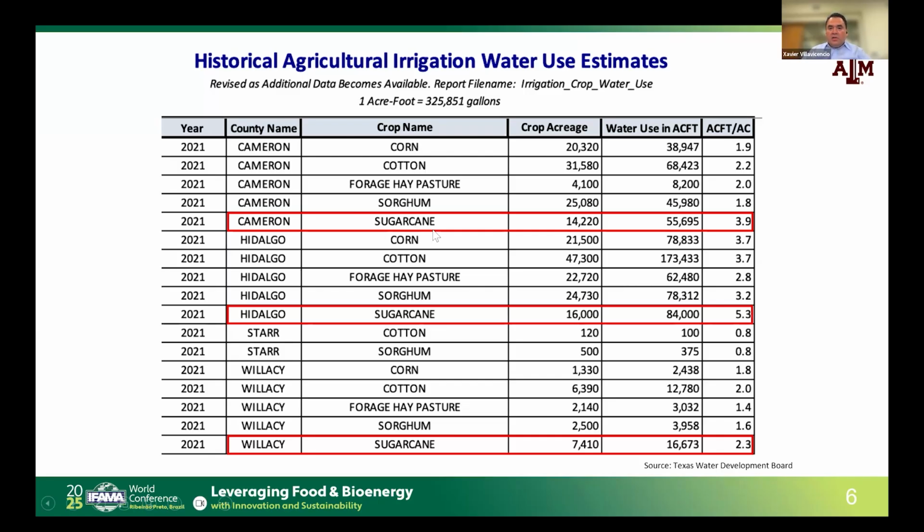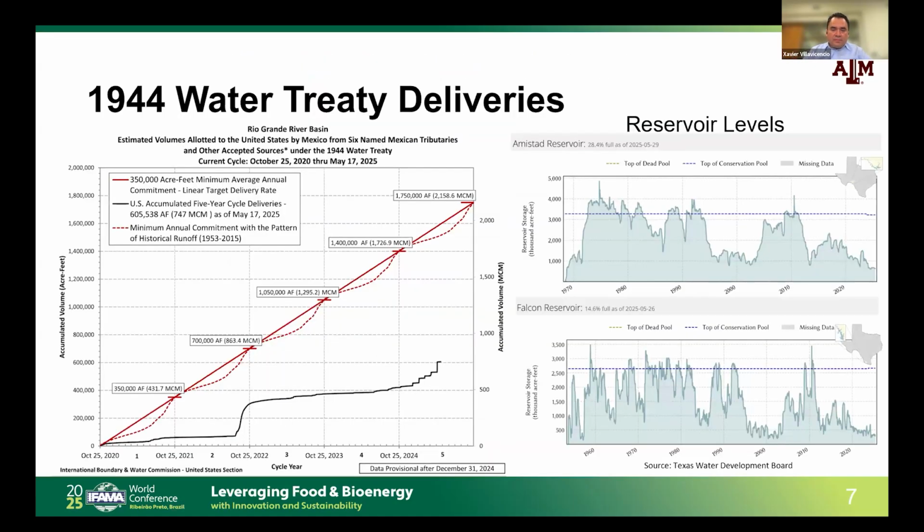As we can see here, sugarcane is basically the crop that consumes the most, approximately 4 acre feet per acre in Cameron County, with a maximum of 5 acre feet per acre in Hidalgo County. As you can see, it is by far the crop that uses more water compared with other crops. And for this reason, I want to explain something here.